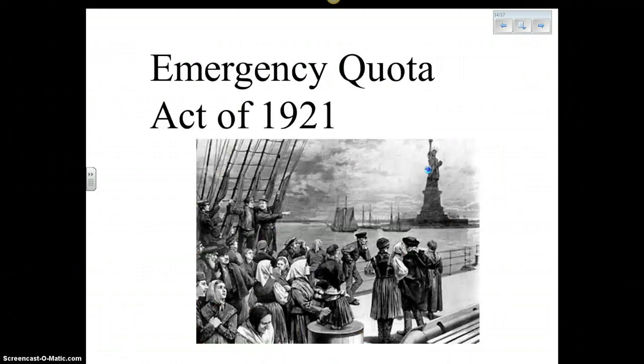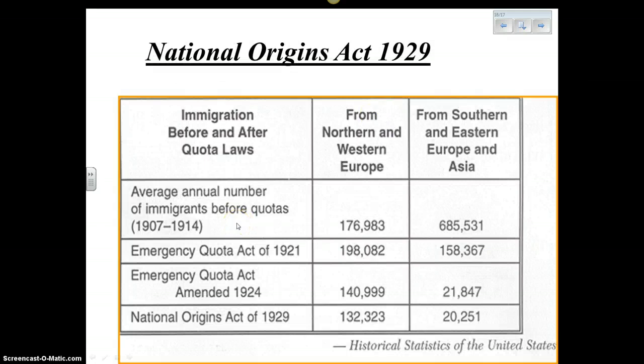What about Southern and Eastern Europe? We're going to see a series of quota laws. There's a bunch of them, and I'm just going to show you this quick little graph here that I think shows you the impact of these quota laws. Essentially, quota laws set quotas on the number of immigrants that could come from every country, and Southern and Eastern European countries had very limited quotas.